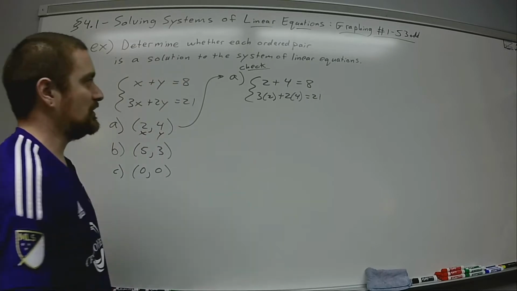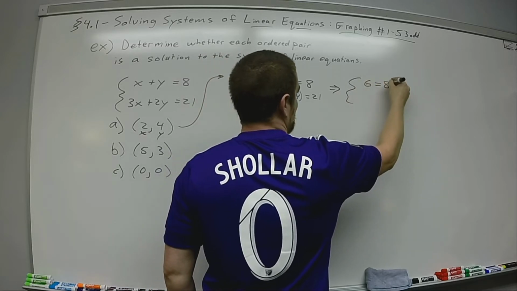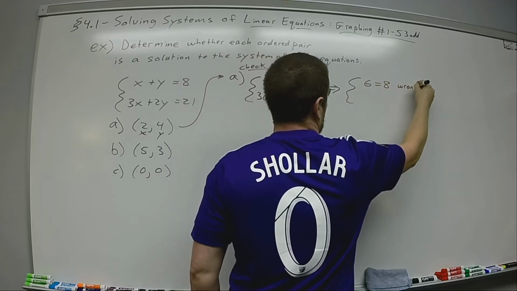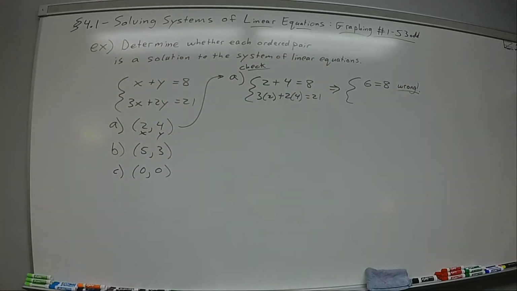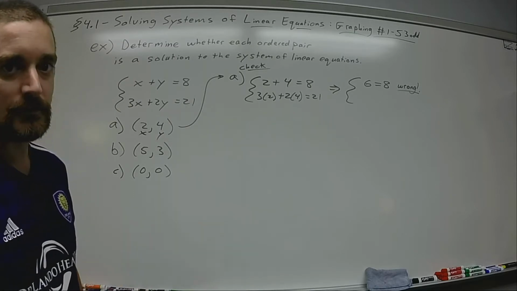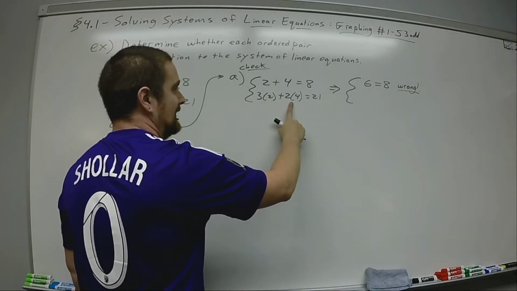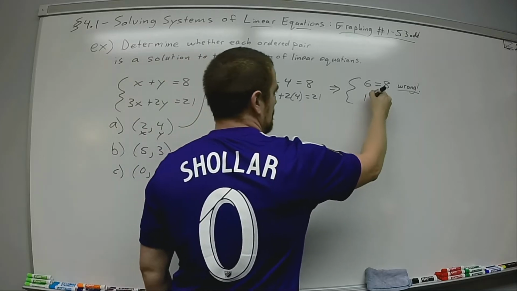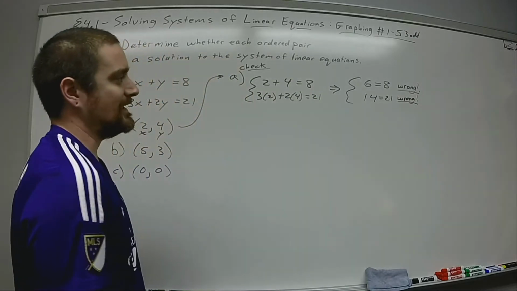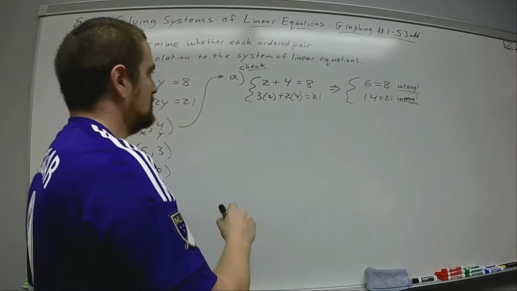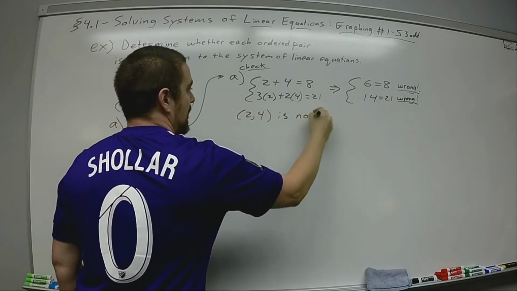Now, right off the bat, when we check to see if this is a solution and does work, the first equation gives us 6 equals 8, which is wrong. I don't even have to check the second one because it needs to solve both. It doesn't even solve the first one. If I check the second one, I'll get 6 plus 8 again. If I do 8 plus 6, it's telling me 14 is 21. Still wrong. But what's happening is we want to say that this (2, 4) is not a solution.